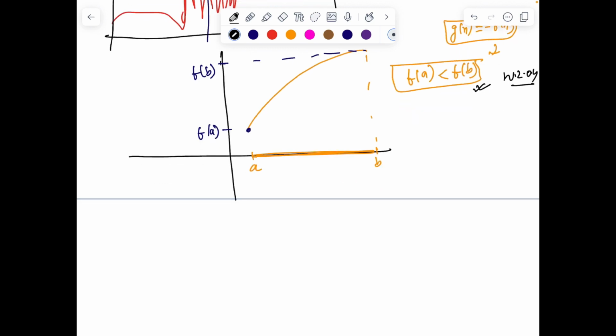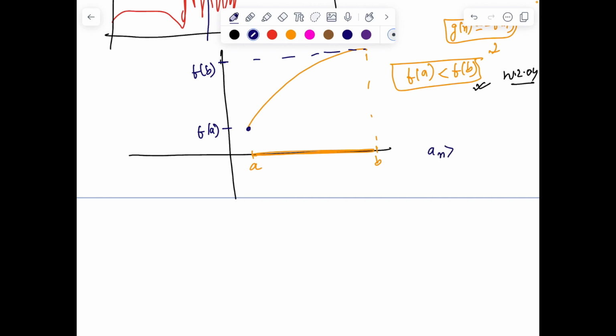Now see what we will do. Let's construct two adjacent sequences A and B with the following algorithm. So now I'm constructing a sequence of numbers A and a sequence of other numbers B.